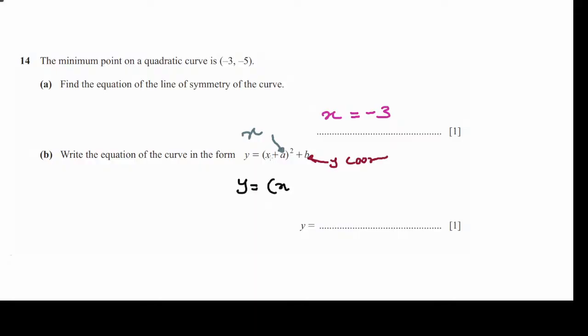Now what's the x coordinate of the turning point? We have been told it is minus 3. Then what do you write inside the brackets? The opposite of minus 3, that's plus 3. Whole thing squared.